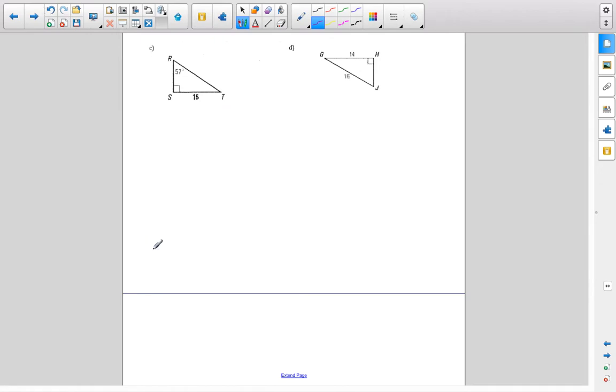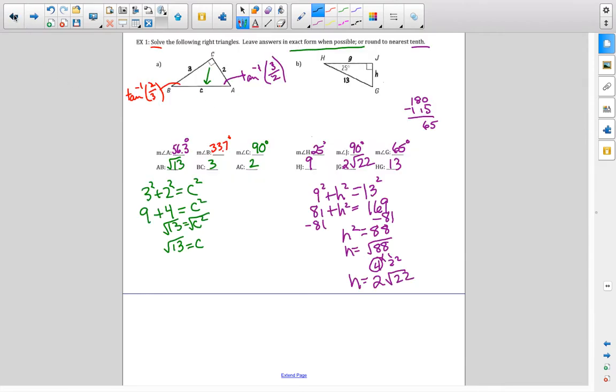Okay, let's look at problem C. For some reason, we don't have everything written down here, so we'll write it in. The measure of angle R, the measure of angle S, the measure of angle T. And then we're looking for the three sides, RS, ST, and RT.